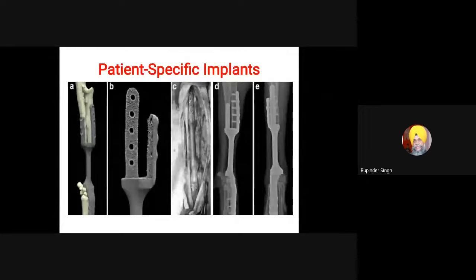Otherwise, these implants as shown in B, no such implant is available in the market. If you recommend that I need this type of implant, you have to customize it, you have to print it as per the need of the individual. So these are patient-specific implants. Then D and E show the implant has been placed nicely in the patient, and these are the X-rays of the patient. So this type of thing is possible only with the 3D technology.